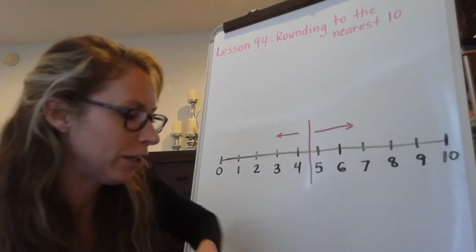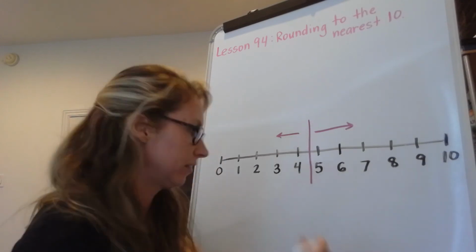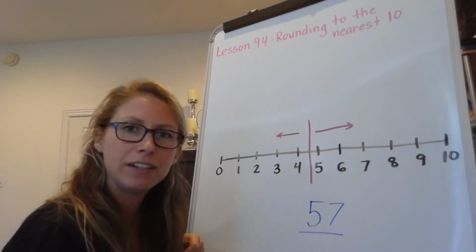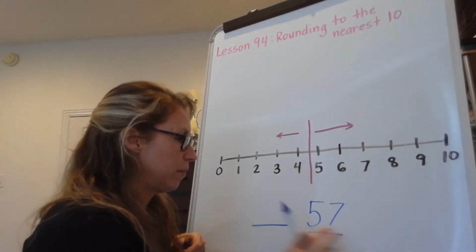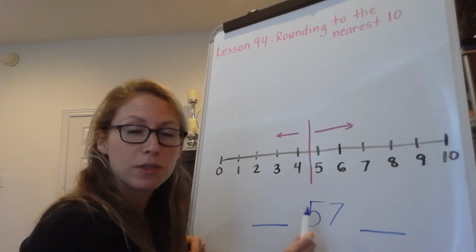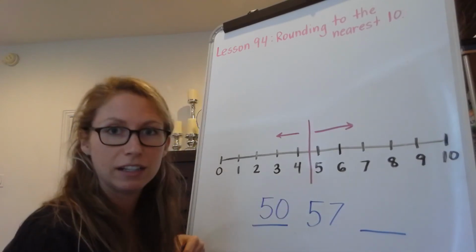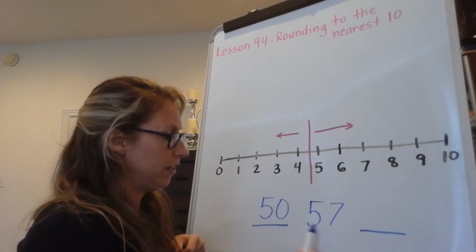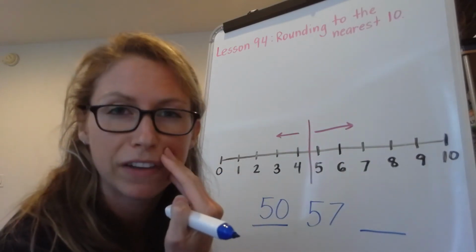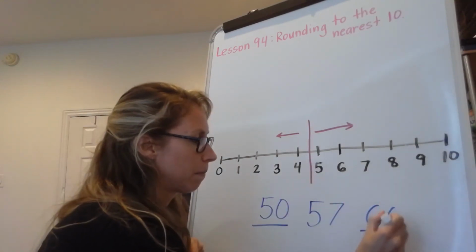Okay. Here, let's do 57. Oops, I wasn't supposed to underline that. 57 starts with a 5 in the tens column, so we know the number before it is 50. And what comes after 50? If you get stuck, what comes after 5 when you're counting? 5, 6. So it's 60.